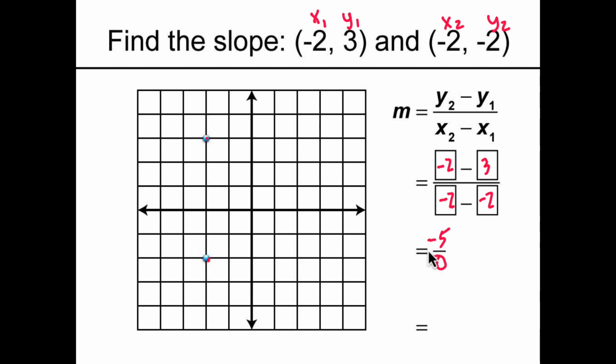Simplify the fraction. Because we have 0 in the denominator, this fraction is undefined, and therefore the slope is undefined. And an undefined slope corresponds to a vertical line. And this is because there is no corresponding change in the x-coordinates, because they have the same x-coordinate. So the change in x is 0, and it results in a vertical line and an undefined slope.